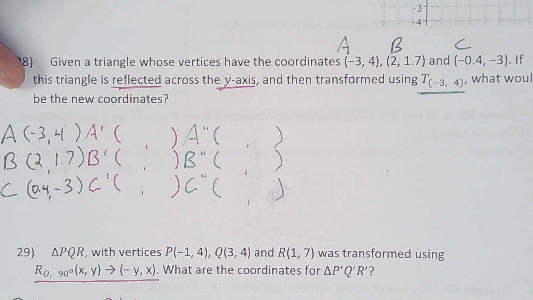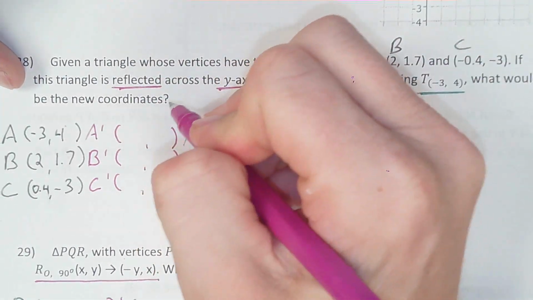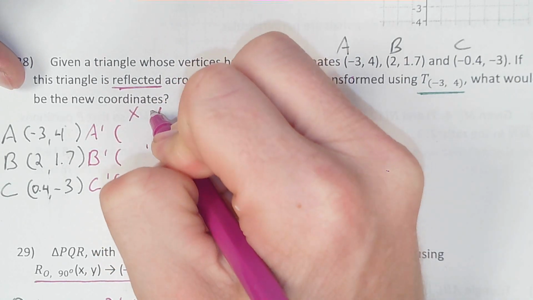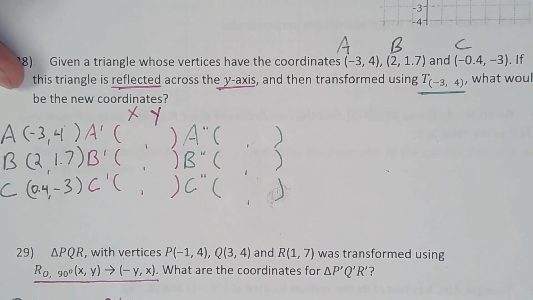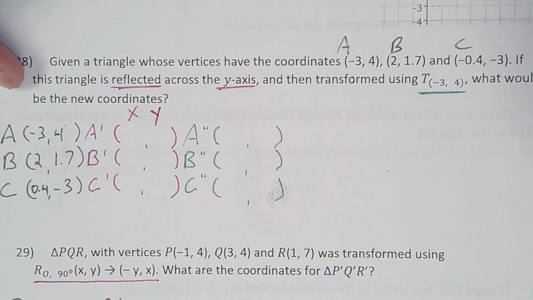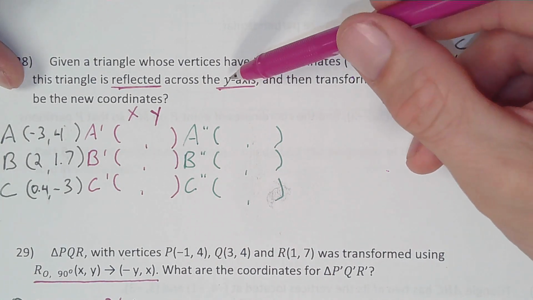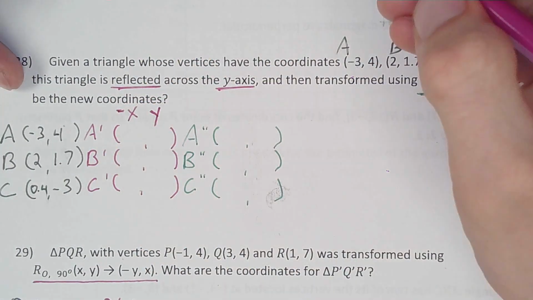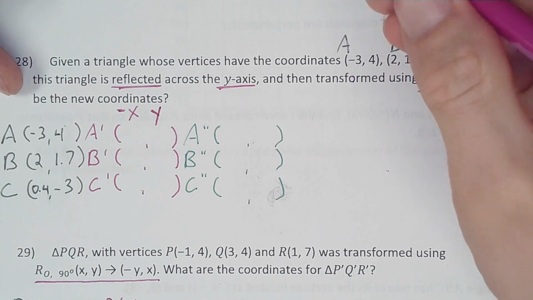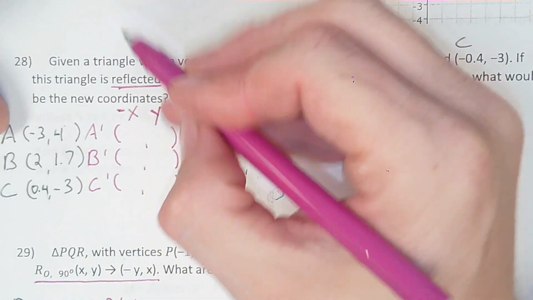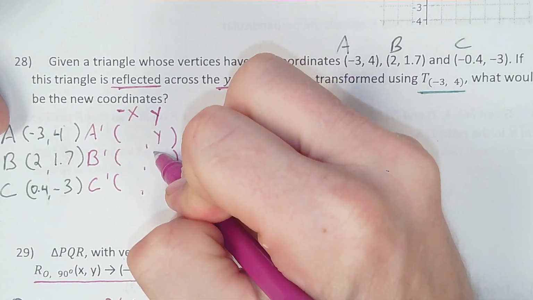transformation is a reflection across the y-axis. When a thing is reflected, the x's and the y's stay the same unless it's a reflection across the line x equals y or y equals negative x. And it's the y-axis, so the x is flopped. Okay, so the x changes sign. So the y's stay the same, so I'm just going to transcribe those.